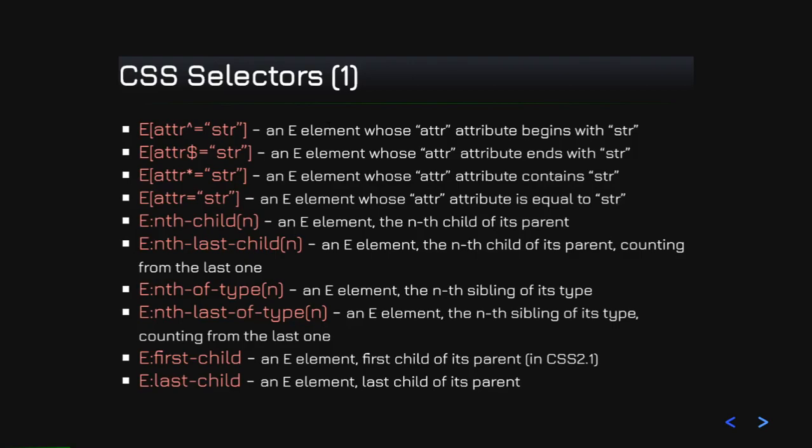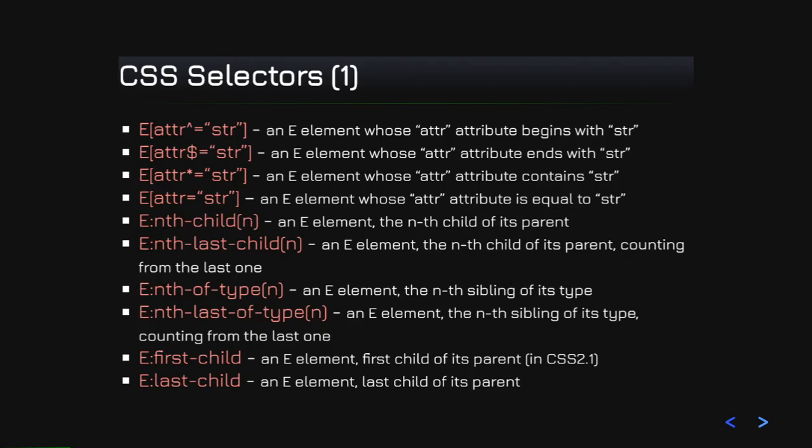This one selects an element whose attribute attr begins with string. This one selects an element of type E whose attribute ends with string. This one selects an element whose attribute contains string, and this one selects an element whose attribute is equal to string. Then we have a bunch of selectors that select an element that's the nth child of its parent.